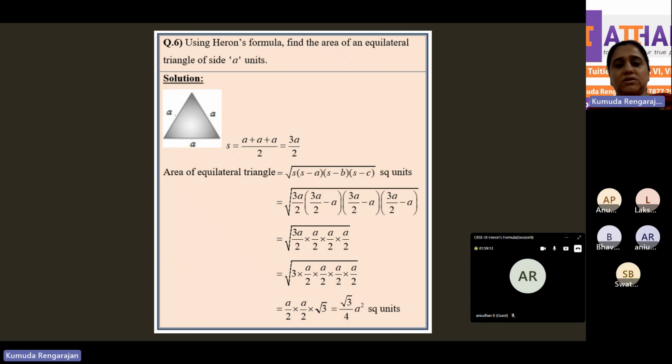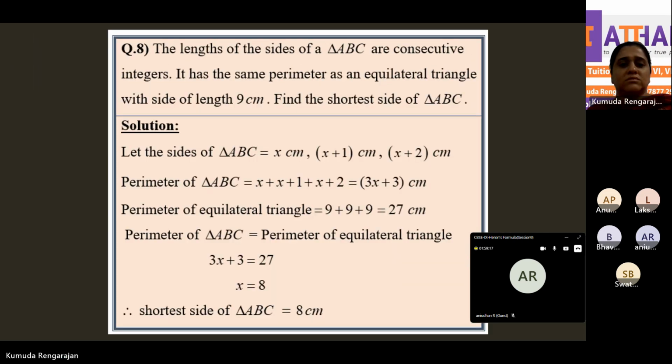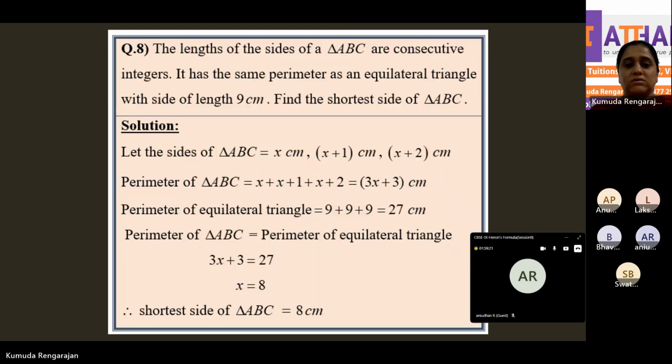This we have already done, children. Yeah, this is important. I'll send this answer on WhatsApp. Please complete this, children. It's very simple.